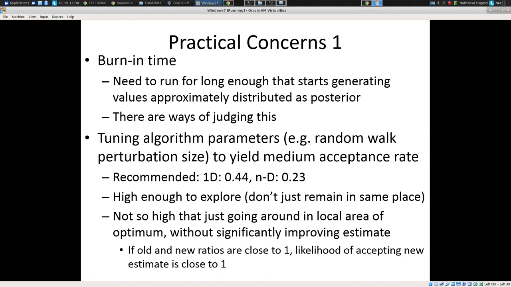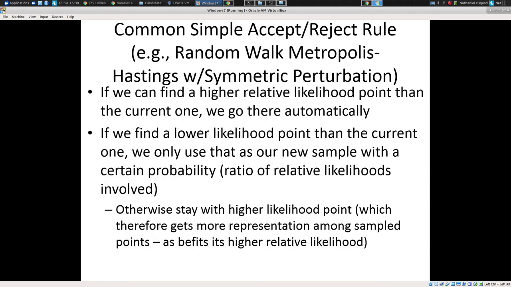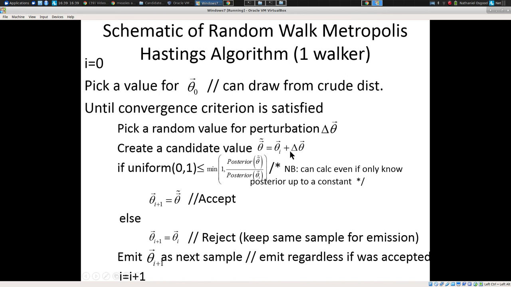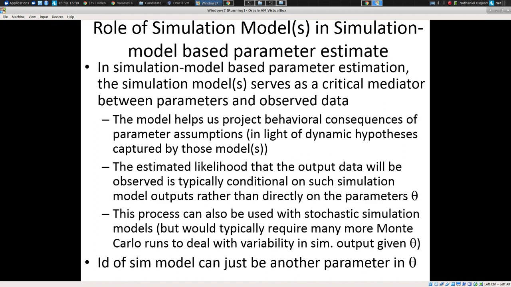Now, some practical concerns here. One thing is there's the burn-in time. I said this earlier. Typically, we run it for 1,000 or more iterations and throw them away. Another thing is we have to tune the parameters, particularly the size of this perturbation. If we have a current one that's worked, we pick the last one we accepted, we pick a variant of that, and how far out we go for that variant, the size of the so-called random perturbation, which we'll typically draw from a multivariate normal distribution, how far out we go will have a big difference.